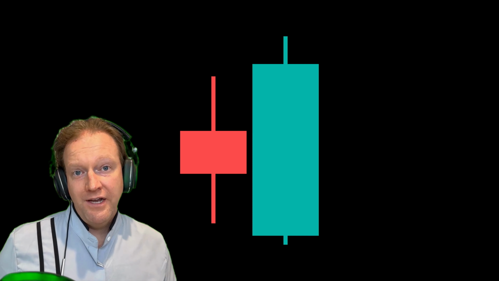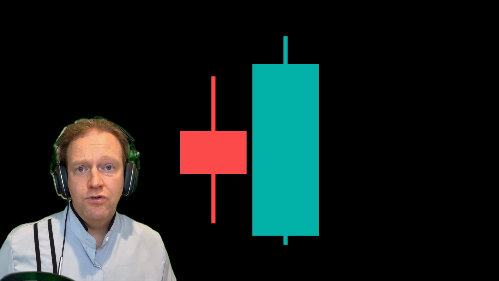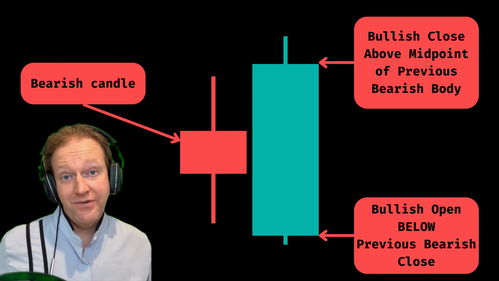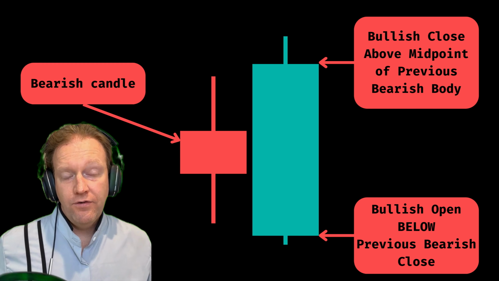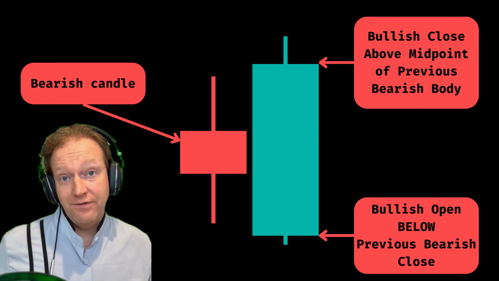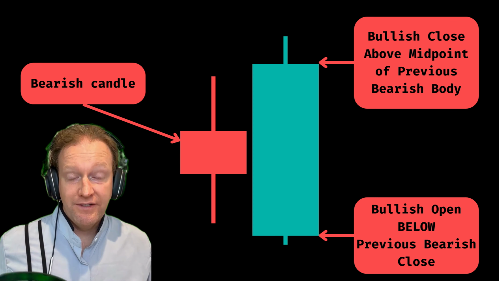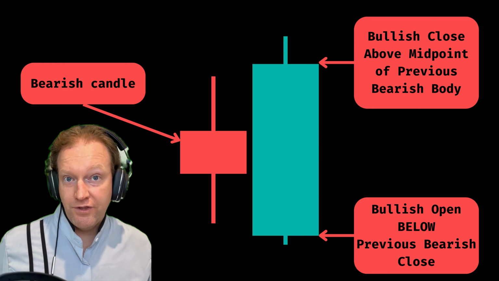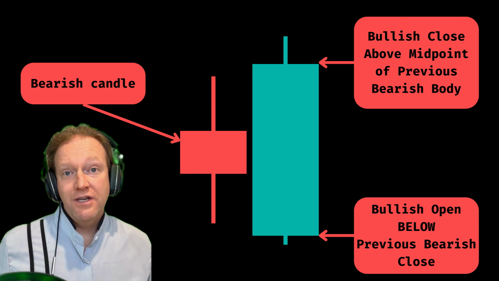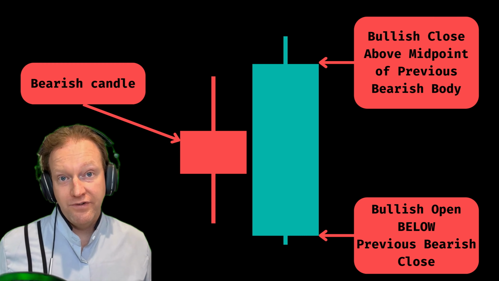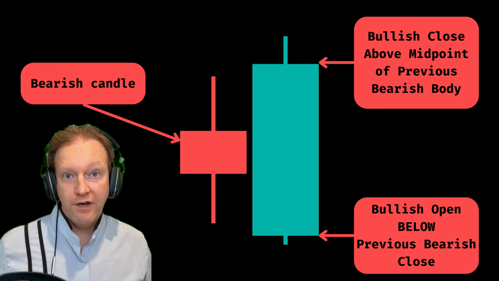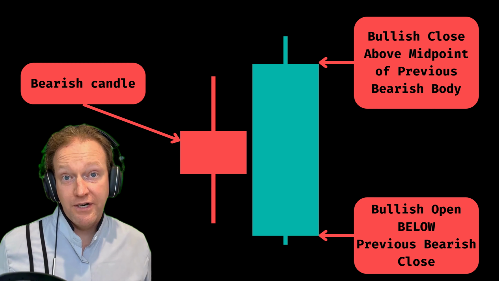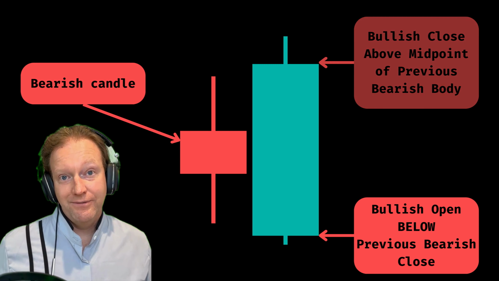The Piercing Line Candlestick Chart Pattern is a 2-candlestick chart pattern. Once you have those 2 candles, you need to meet the following 3 conditions. First, you need to make sure that the first candle is bearish or red and the second candle is bullish or green. Then you need to make sure that the open of the bullish candle gaps past the close of the previous red candle, followed by the close of the bullish candle being at least 50% of the way up past the body of the previous red candle.